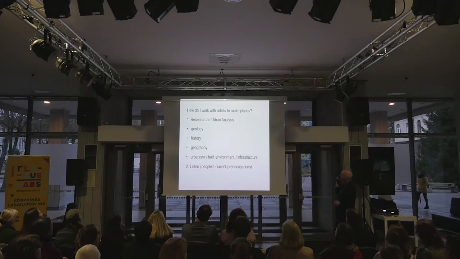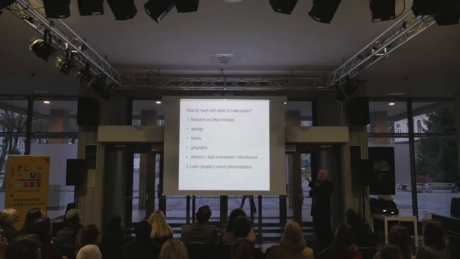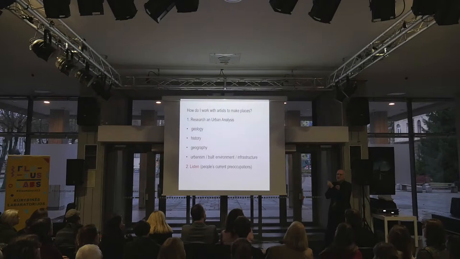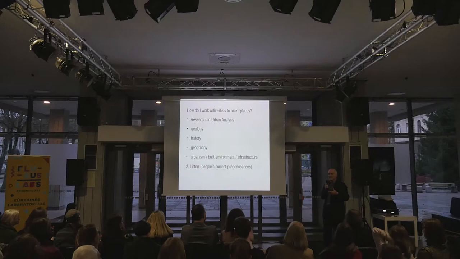So, first, how do I work with artists to make places? I invite artists to post them, I give them a copy of the urban analysis, but also I ask them to listen, and I listen myself, to what the preoccupations of people are. And it's very easy to do this. You sit in a cafe or you sit in the street and listen to people's conversations as they go by. It's as easy as that.